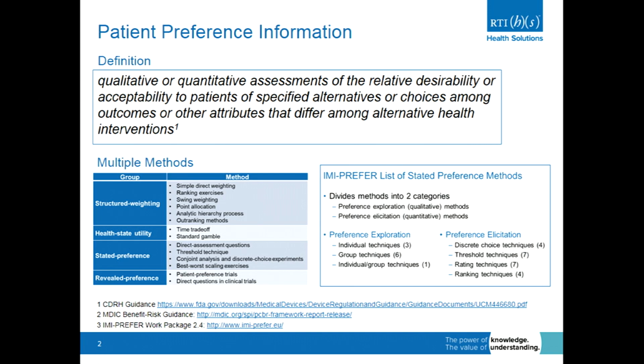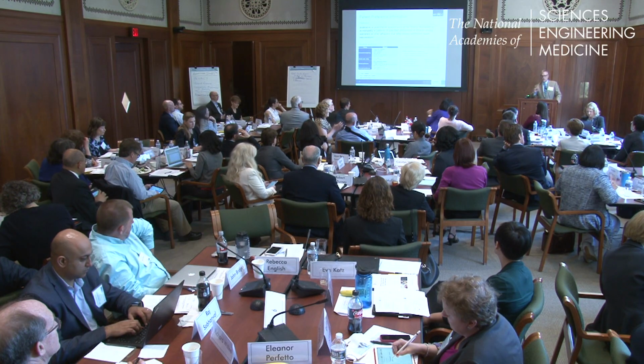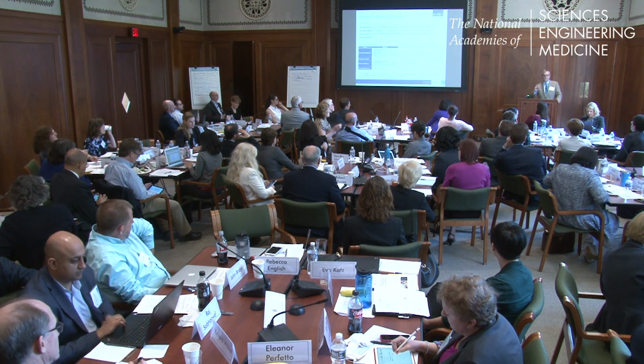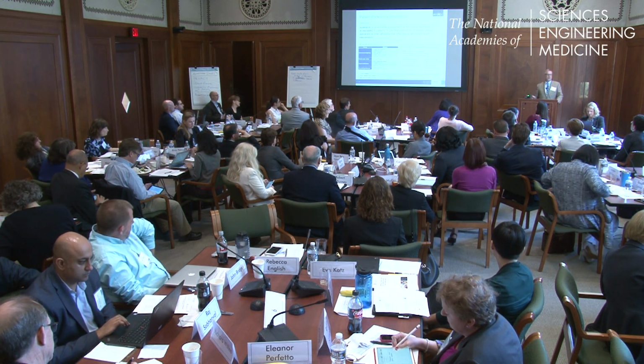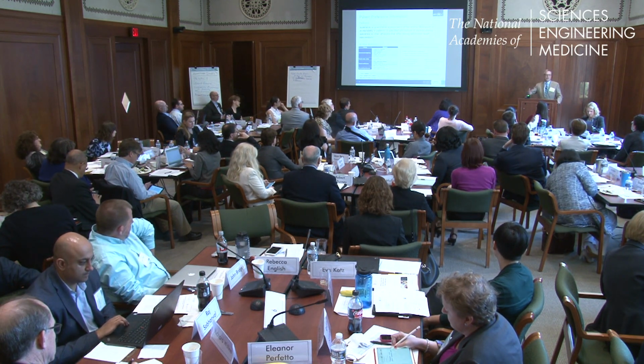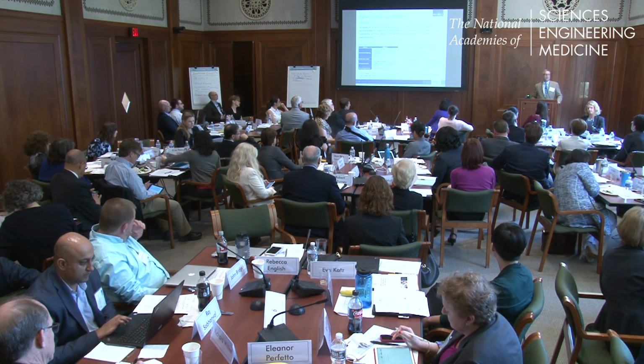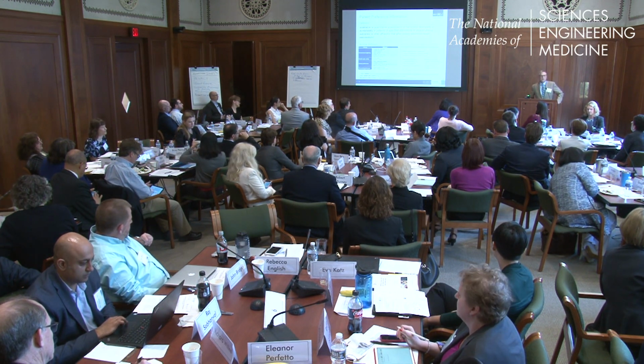If you go into PubMed and put in preference, you will get hundreds of thousands of papers. If you take out genetic preferences and all of the hard science areas where you talk about gene expression preferences and those types of things, you're still left with hundreds of thousands. And when you start looking at patient preferences in particular, you might get below 100,000. So the point is there's a lot going on here.